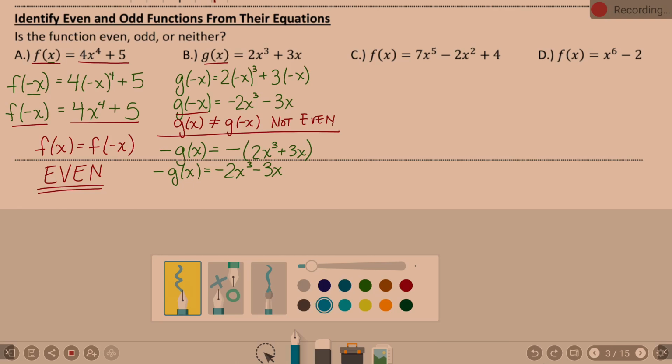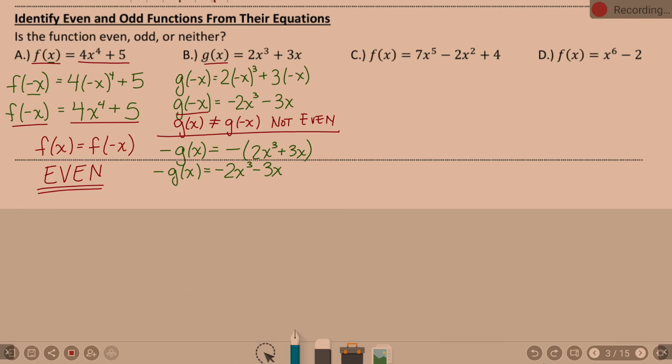So now what? Now I'm looking at negative g of x and g of negative x, according to what it says up top. f of negative x, negative f of x. Are they the same? They ended up being the same this time, didn't they? So, if g of negative x is equal to negative g of x, what am I going to say? I'm going to say that this is odd.